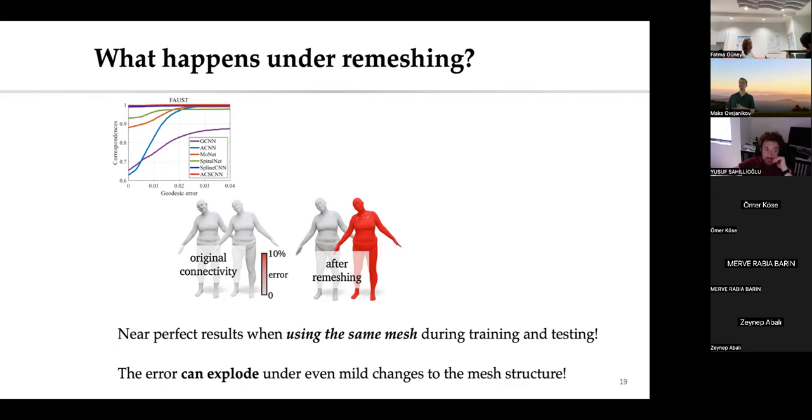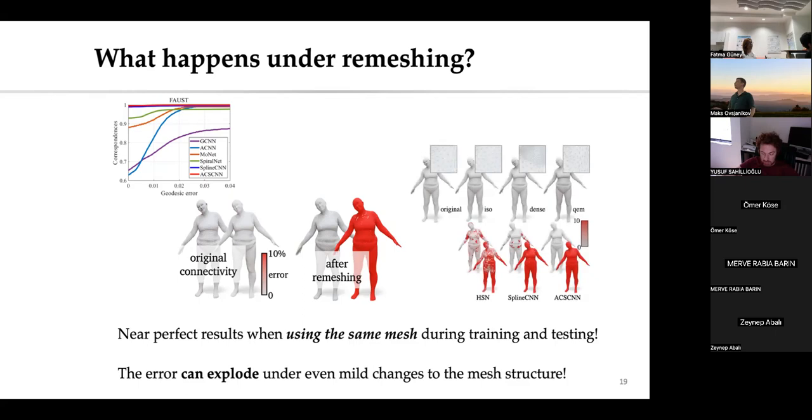And unfortunately, this was not only the case for this particular method. We tried many different techniques. And again, if you just train on the same connectivity, you have very small error, but as you change the connectivity even a bit, all of these methods basically collapse, right? They produce some noise. And this is a real issue when you're dealing with 3D models. And like I said, they come in different representations. So you cannot just assume that you have this fixed mesh structure. You always have to deal with the fact that it might change over time.